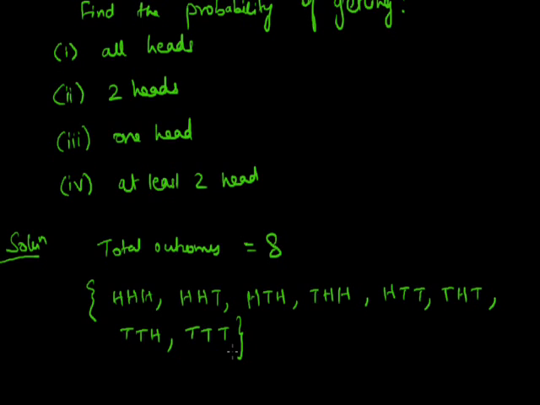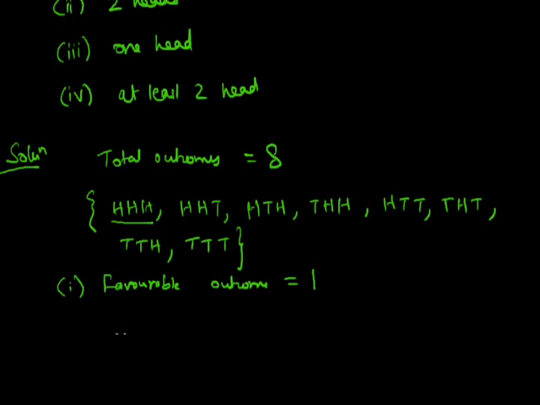First we need to find out the probability of getting all heads. If you see all these possible outcomes, there is only one case in which we are getting all heads. So our favorable outcome in the first case will be 1. The probability of getting all heads will be favorable outcome, that is 1, over total outcome, that is 8. So probability is 1 by 8.